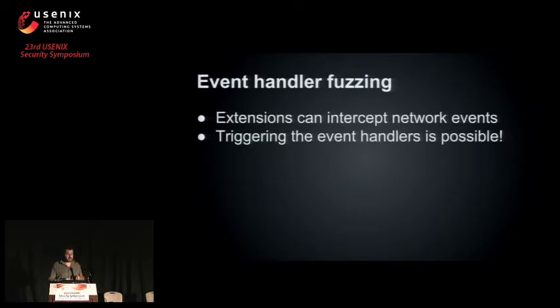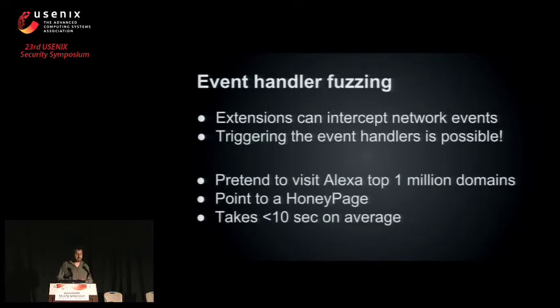Complementary to HoneyPages, we have event handler fuzzing. Extensions can ask permission to intercept network events in the browser. But we found a way so that we can trigger these event handlers programmatically. What this means is that we can pretend that we're visiting the Alexa top 1 million domains, point to a HoneyPage so that if the extension is about to operate on an element that doesn't exist because we're not actually visiting the pages, then the HoneyPage will automatically create it for the extension.